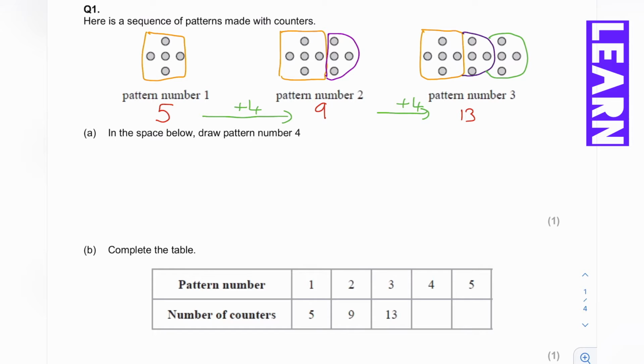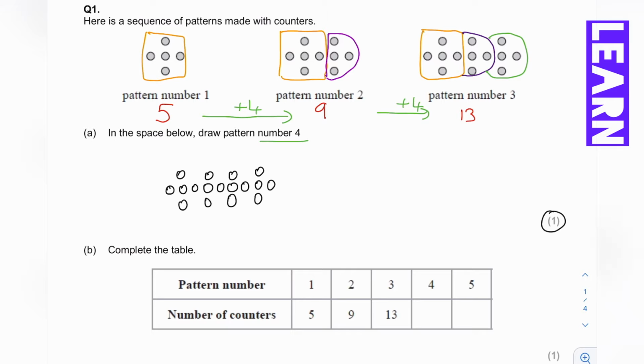So now to draw pattern number 4, first of all we need to replicate pattern 3. So now I've drawn pattern number 3, we then need to add our 4 extra dots on. And that's going to get us our first mark.